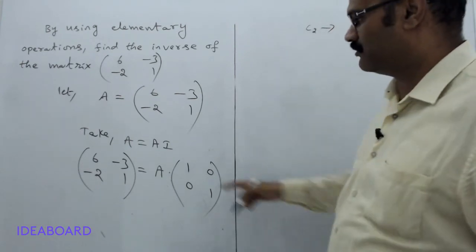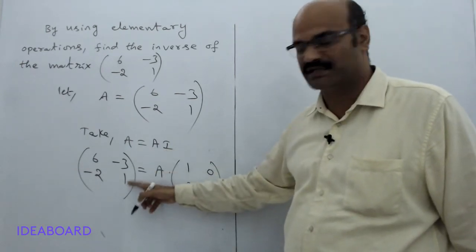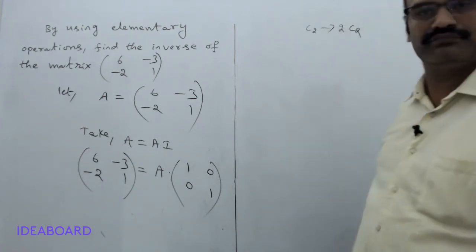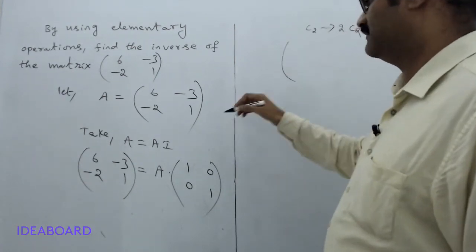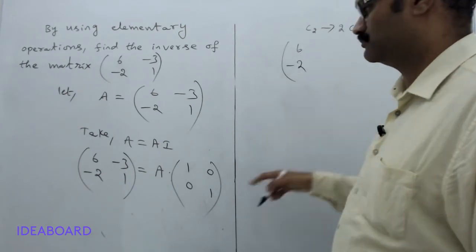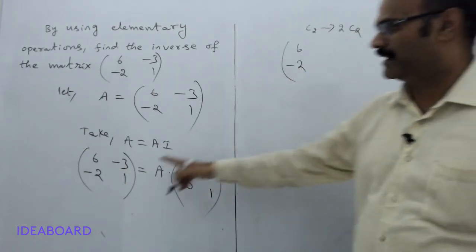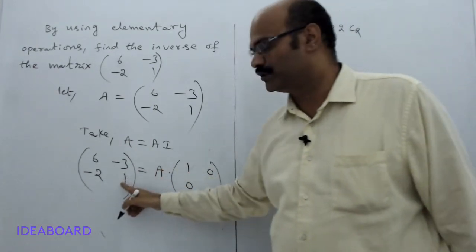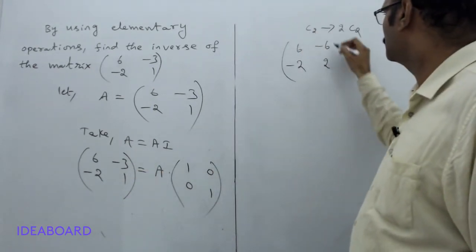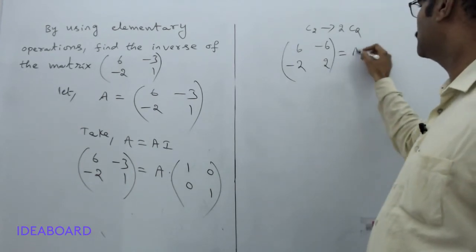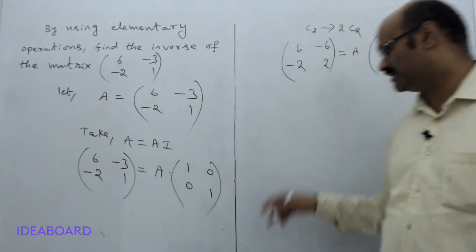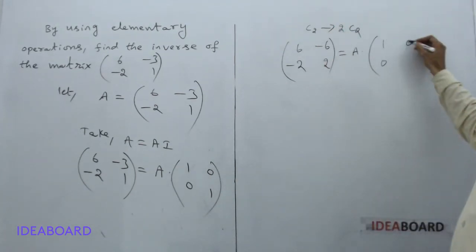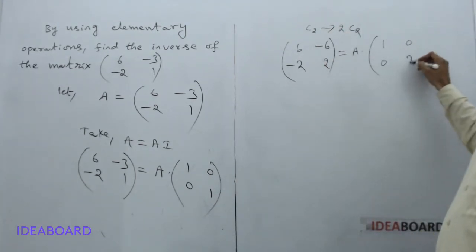We have to apply only column operations here. So C2 implies 2 into C2. Then it becomes C1 is same 6 minus 2, 2 into minus 3 minus 6, 2 into 1 2 equal to A into C1 is same 1 0. Now multiply this one by 2, 0 0 into 1 2.